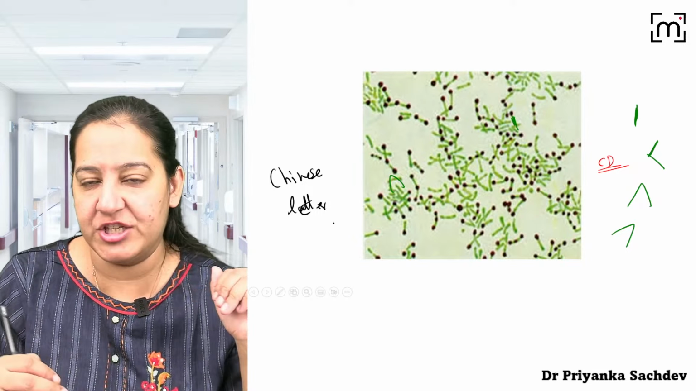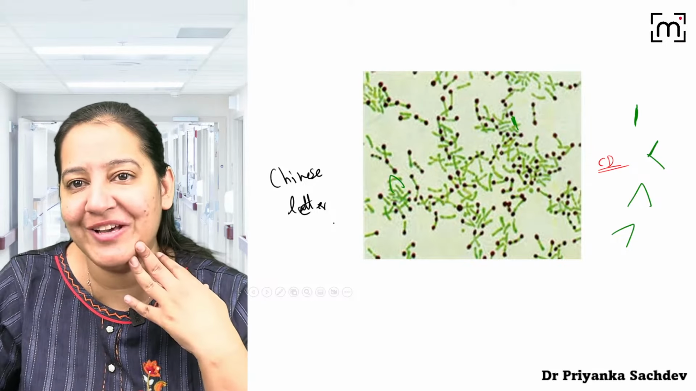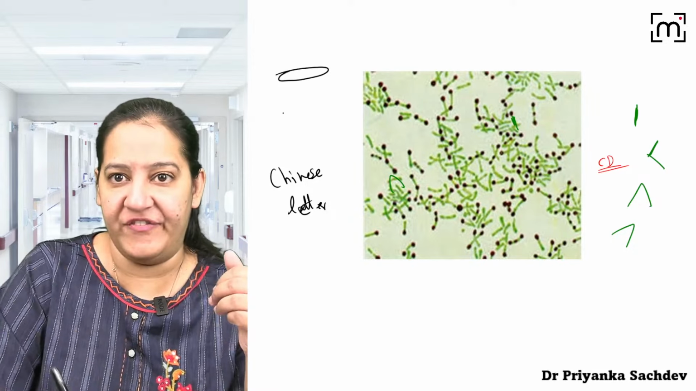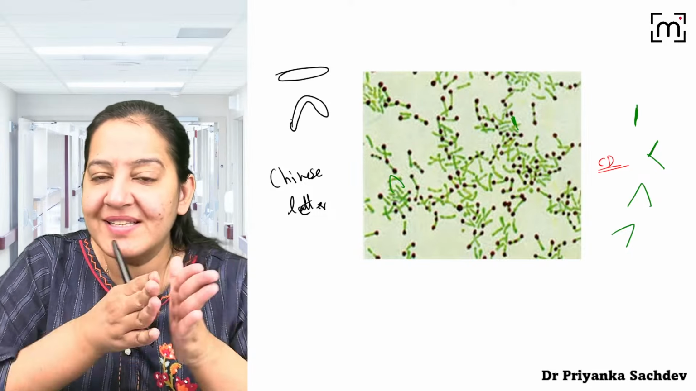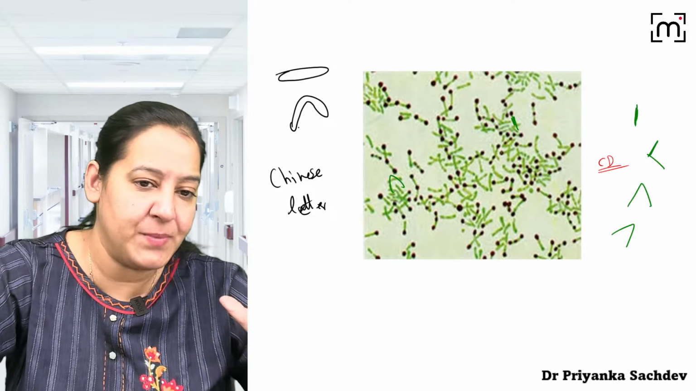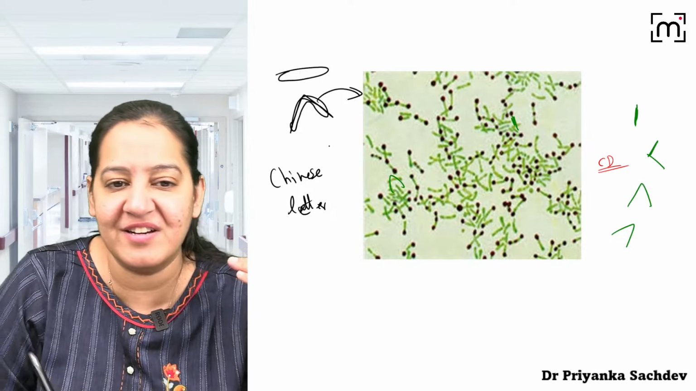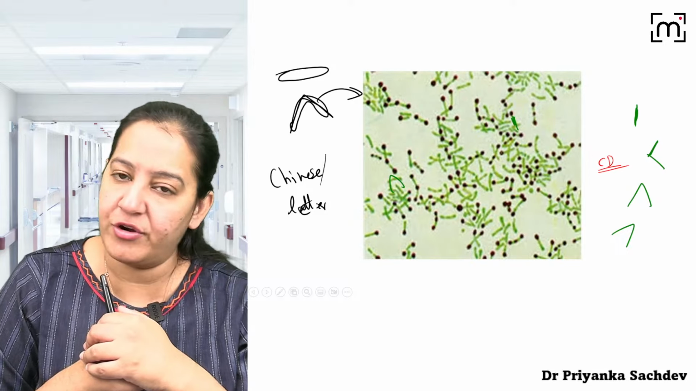It's the Chinese letter arrangement, the angulated appearance. Now, what is the reason for angulation? Let me tell you, this is a bacteria doing binary fission. When the bacteria does binary fission, two daughter cells are formed, but the daughter cells are not separated completely. That's why they remain at an angle, giving the angular appearance, and it is known as Chinese letter or cuneiform arrangement.